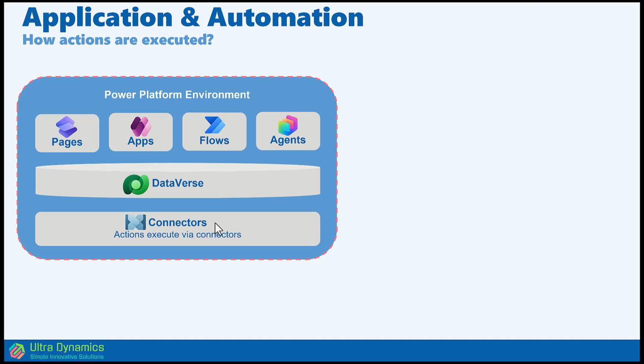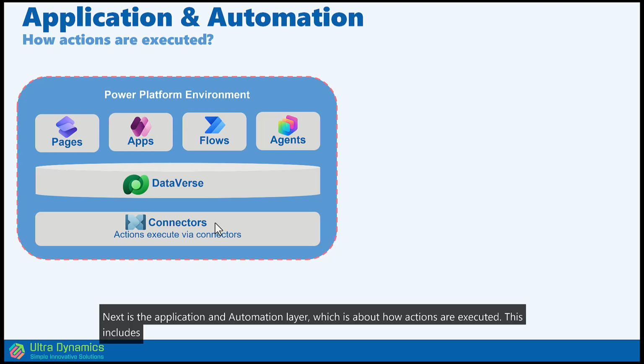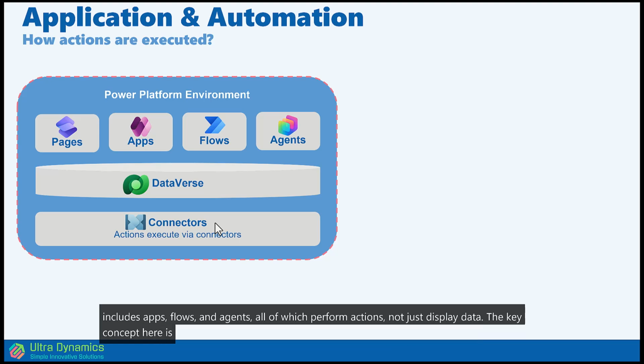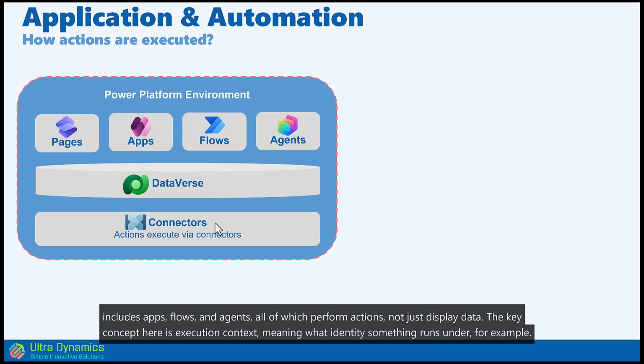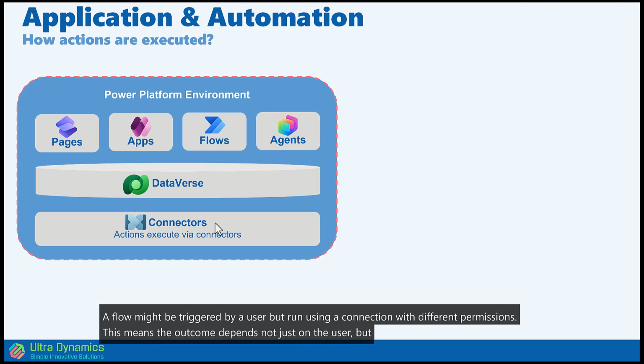Next is the application and automation layer, which is about how actions are executed. This includes apps, flows, and agents, all of which perform actions, not just display data. The key concept here is execution context, meaning what identity something runs under. For example, a flow might be triggered by a user, but run using a connection with different permissions. This means the outcome depends not just on the user, but on how the solution is configured to run.